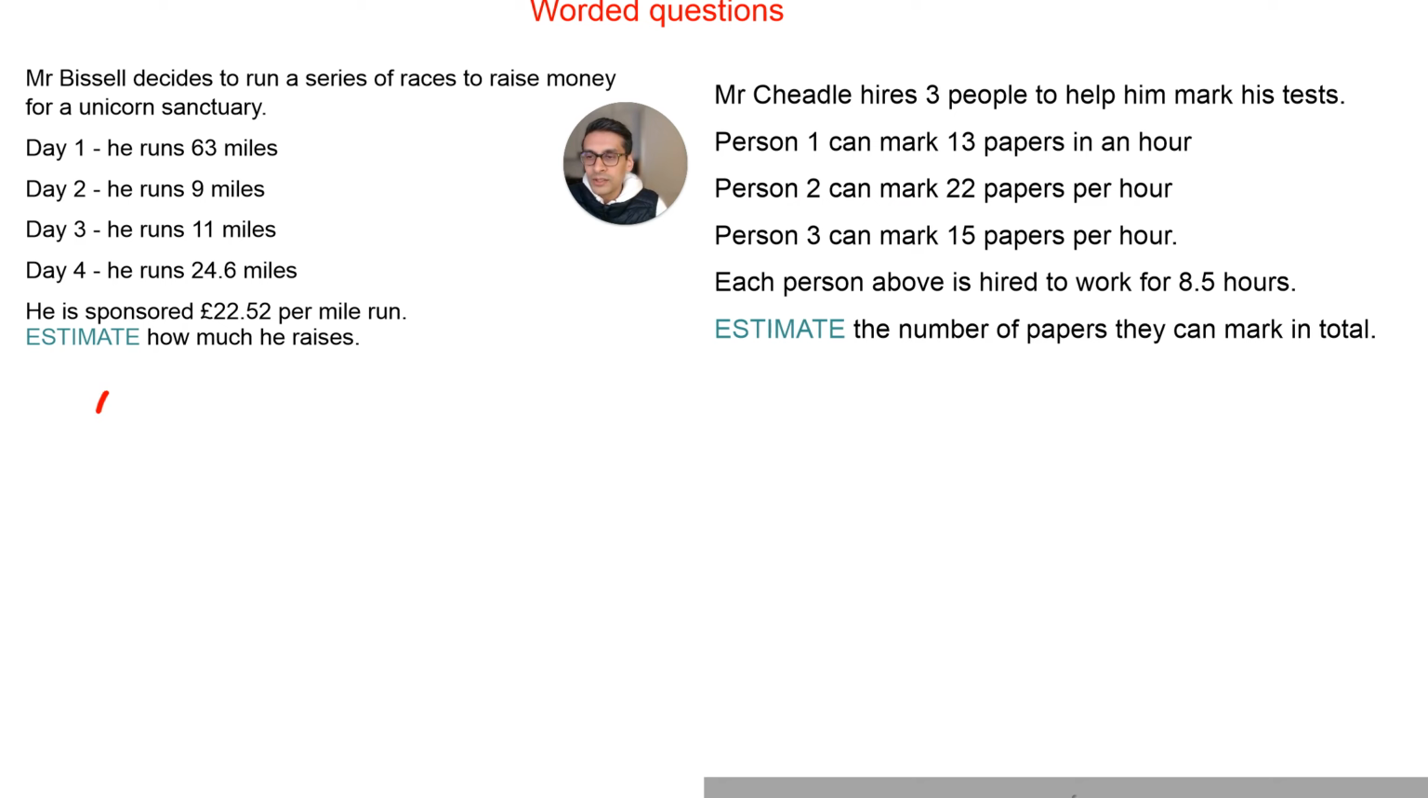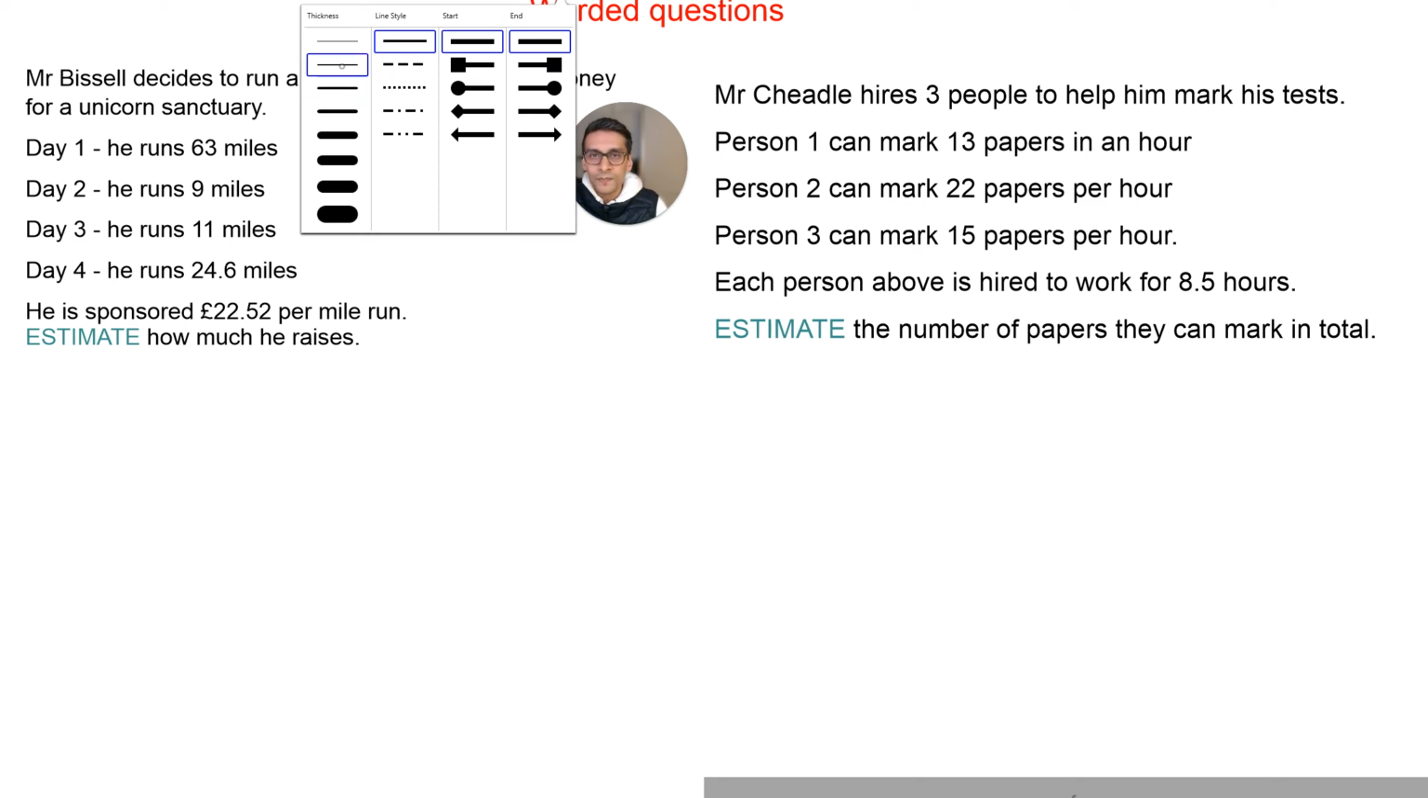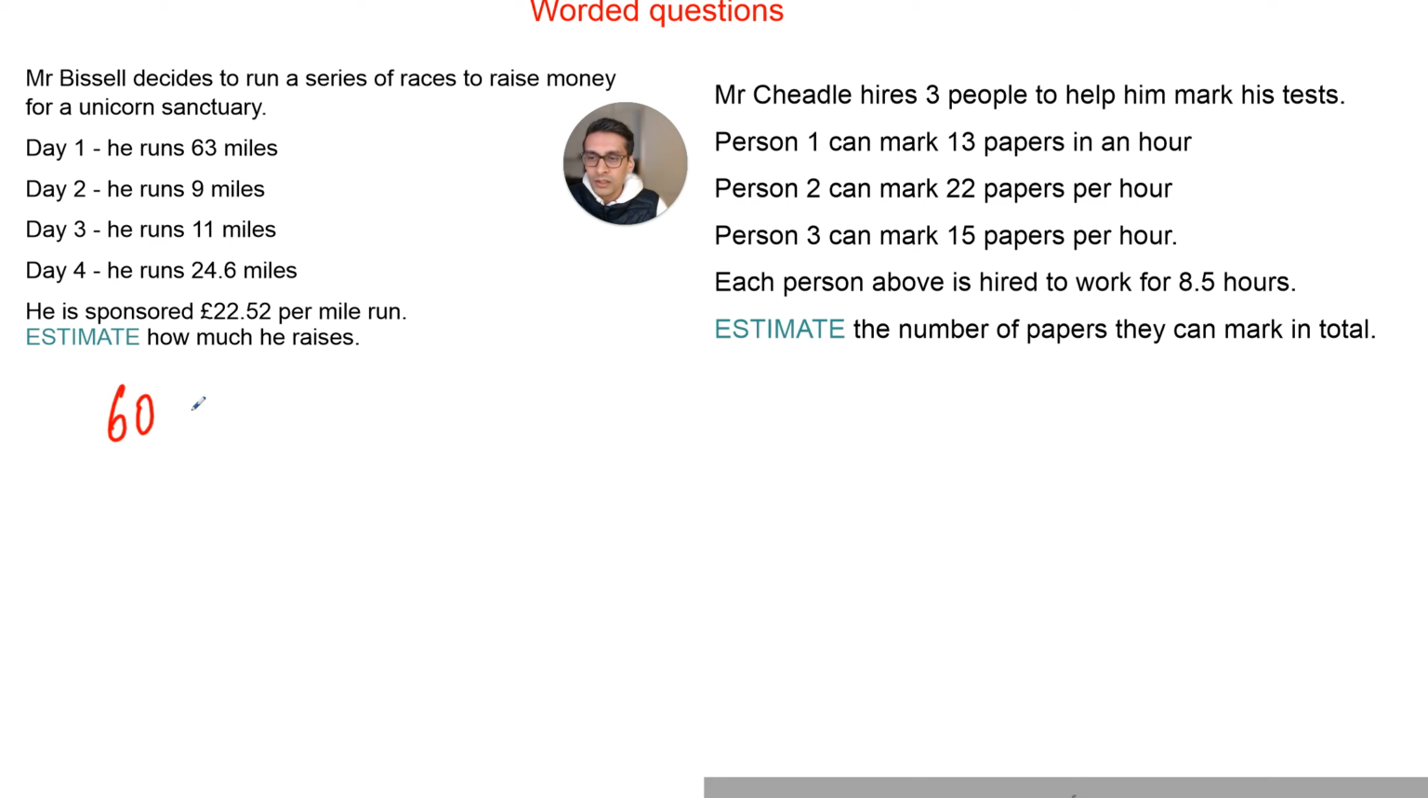So we're going to do 60. So the 63 will become 60. So 60 plus 9, let's just make that 10. The 11 will just be 10 as well, plus 25. And then whatever that adds up to, we're going to multiply it by 20 because 22.52 is going to be roughly 20. So we're going to write approximately equal to that.